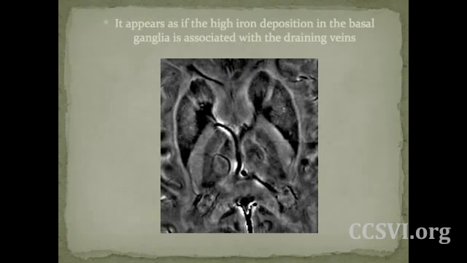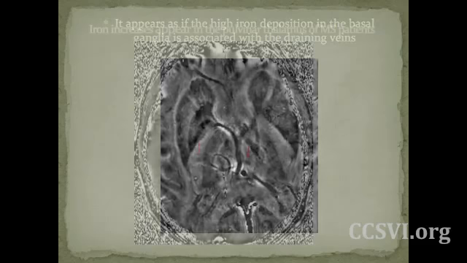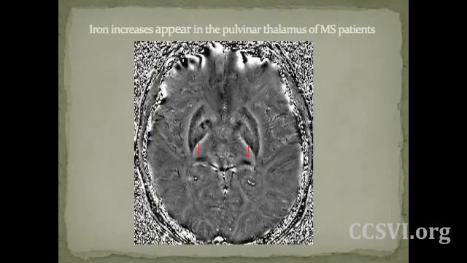Iron appears as high iron deposition. It appears in the vascular-rich areas of the basal ganglia, seen here. The veins actually appear dark because of deoxyhemoglobin within the blood. So here we see high iron in the caudate nucleus and globus pallidus. And iron increases appear in the pulvinar thalamus of MS patients as well. So we do see those there as well.